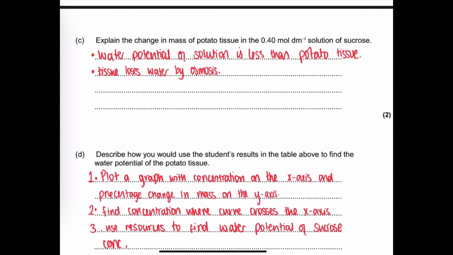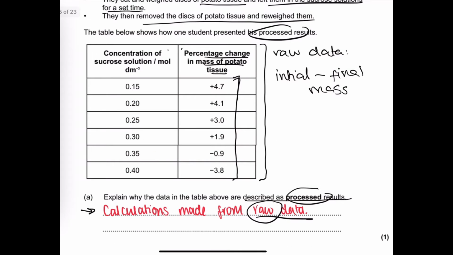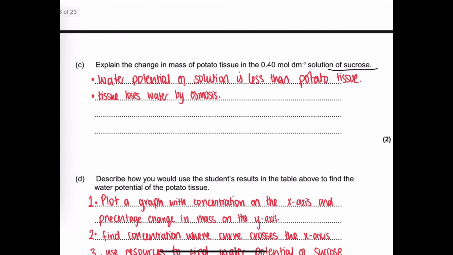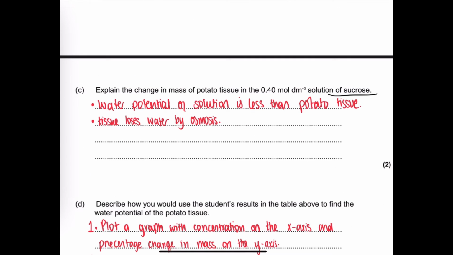Okay, so question C, explain the change in the mass of potato in the 0.4 mole solution of sucrose. If we go back up here, we need to explain this over here. The percentage change of the mass is actually negative. This means that the water potential of the solution is less than the potato tissue. So it was more negative, which meant that the tissue loses water. Every time we say that it loses water or a specific substance, we need to say how it's transported, and this is transported by osmosis, and that's why it has a negative.